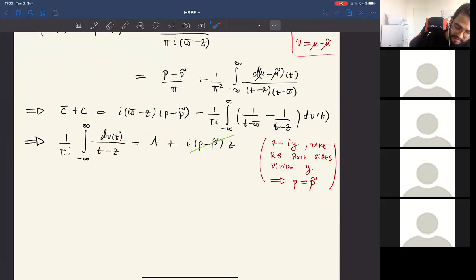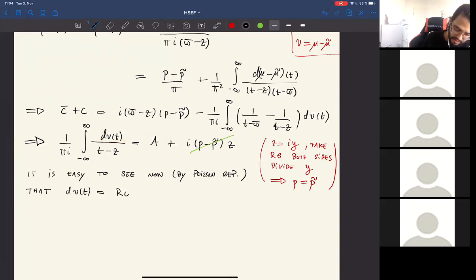It is easy to see now by Poisson representation, meaning the part where we take the limit back to the real line, that the nu of t has to be, let's say, constant equal to the real part of A. Okay.